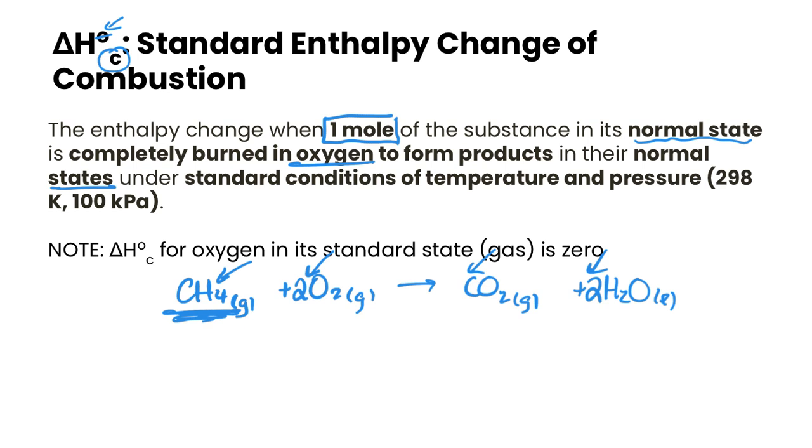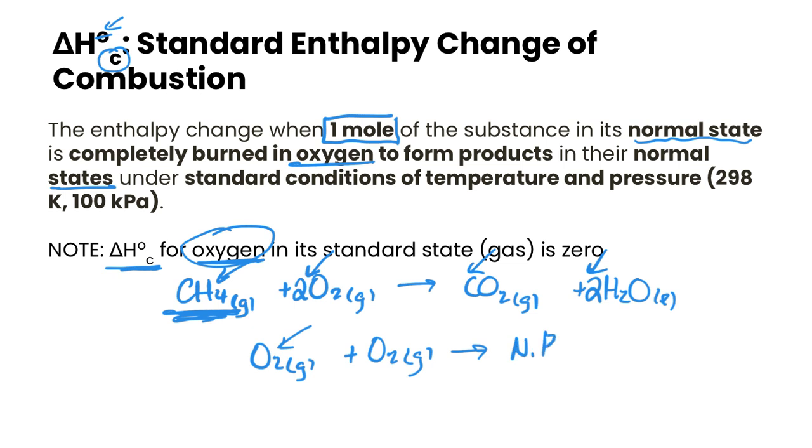Another thing to note, the enthalpy change of combustion for oxygen in its standard state gas is 0. That's because the definition says if we take our reactant, so in this case, if our reactant was oxygen, and we reacted it with oxygen, essentially there's no reaction here, right? Because it's all just oxygen. So that means the delta H of combustion for oxygen in its standard state is 0.